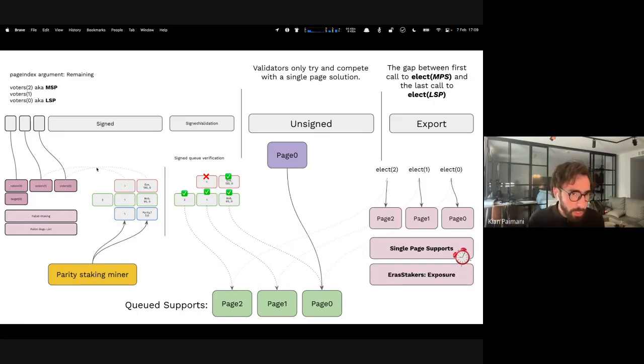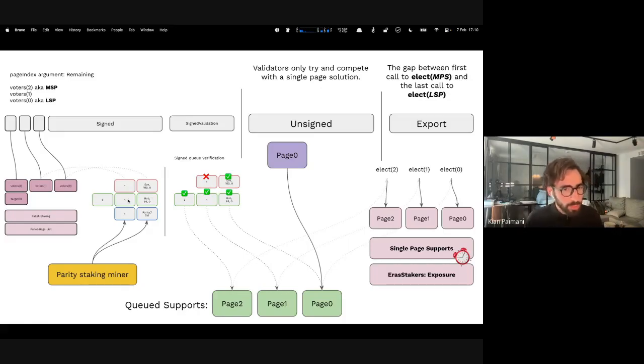But there is always, let's say, an implicit reference between a page of solution and a page of voters that it's built on top of. Yeah, and this is somehow encoded in the coder. It's somehow implicitly always tied together.